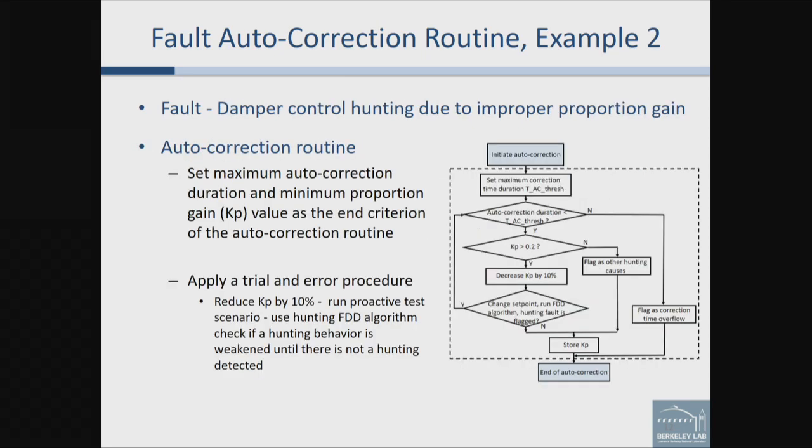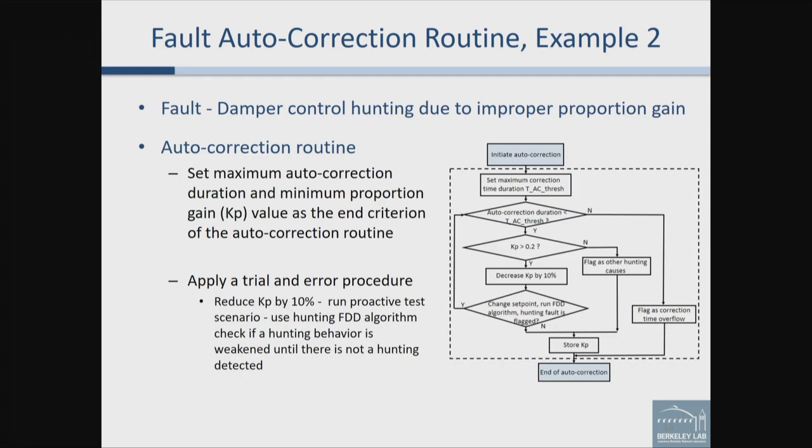A second example I'm giving here is control hunting due to an improper proportional gain setting in the controller. This is a more complex process compared to the sensor bias. We apply a trial and error procedure because we do not know at the beginning what is the best value we should override to the system.